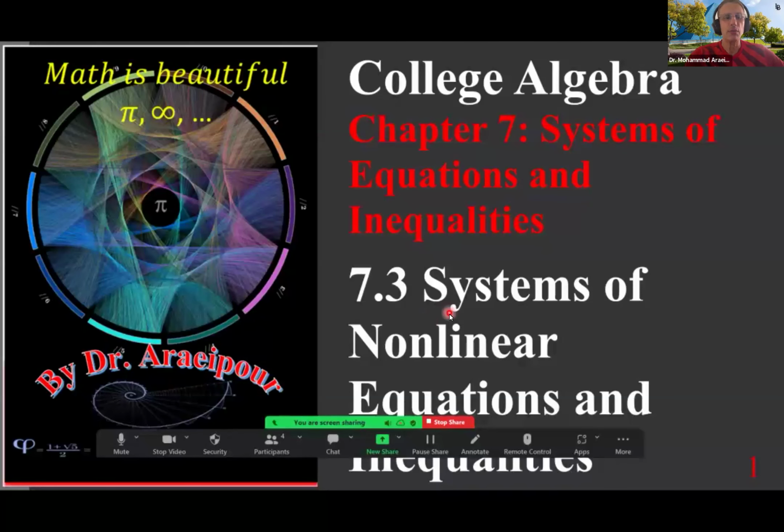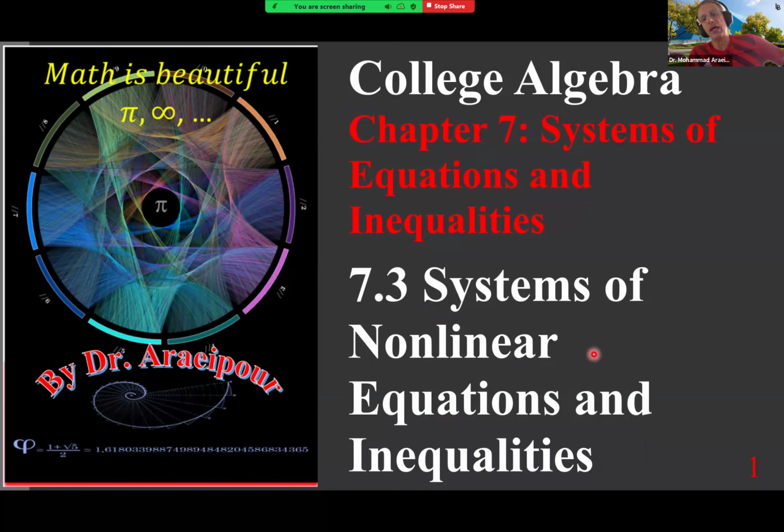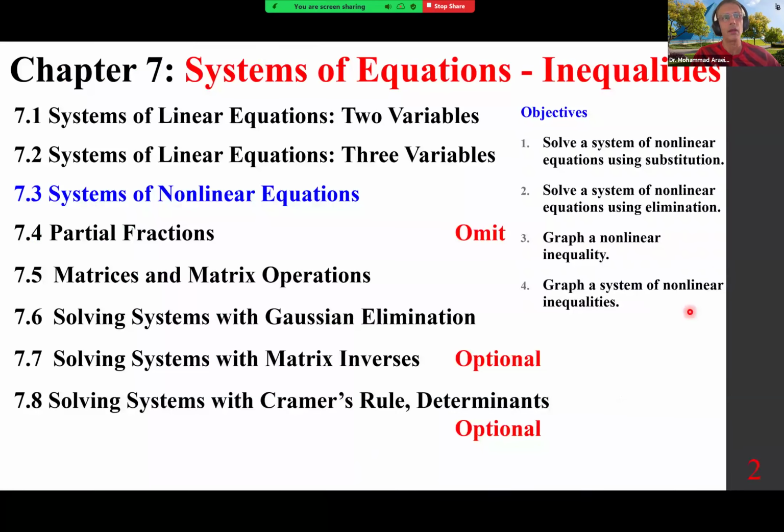Here's Section 7.3, Systems of Nonlinear Equations and Inequalities. So we've covered systems of linear equations in 2 variables, 3 variables, and now systems of nonlinear equations. The objectives are: solve a system of nonlinear equations using substitution, same thing using elimination, graph a nonlinear inequality, graph a system of nonlinear inequalities.